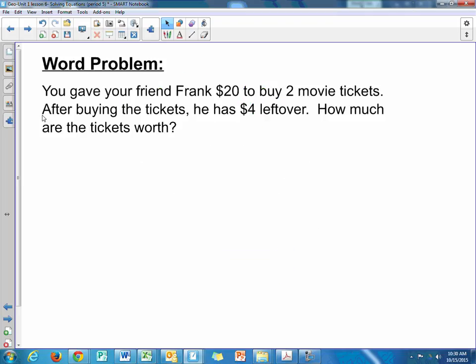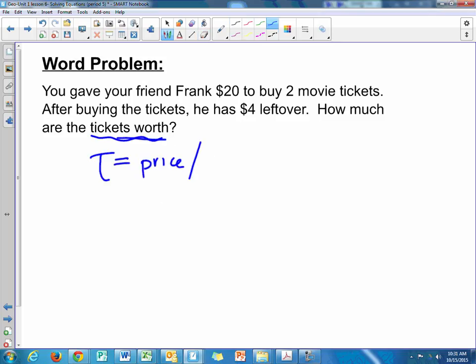With this, let's take a look at this word problem. You gave your friend Frank $20 to buy 2 movie tickets for whichever show is on at that time. After buying the tickets, he has $4 left over for you, like change. How much are the tickets worth? So we have T standing for, the question is, how much is the ticket worth? So that's going to be the price or cost of tickets, you guys.